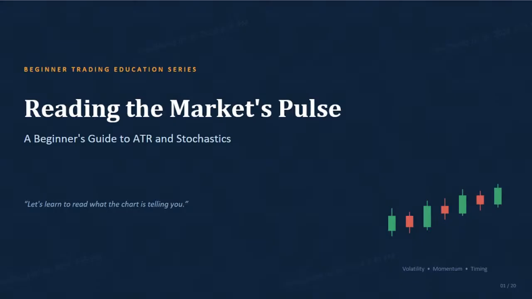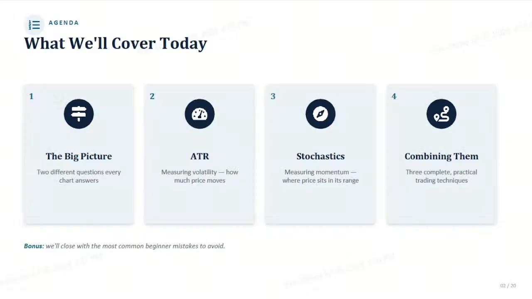Hi everyone, and welcome. Today we're covering two indicators found on almost every trader's chart: the average true range and the stochastic oscillator. By the end of this lecture, you'll know how to read both in real time and combine them into practical trading techniques. Let me give you the roadmap so you know where we're headed.